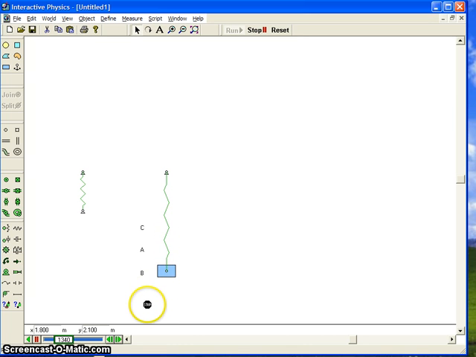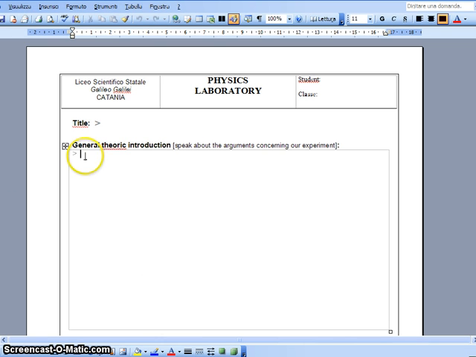The harmonic motion is between two extreme positions, B and C, and A is the median position. So in the first part of your report you have to speak about the harmonic motion.